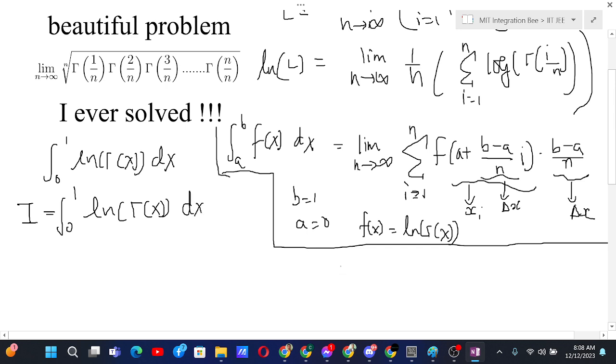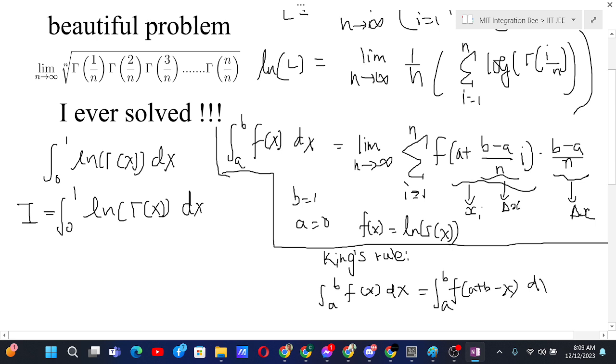Now, if we use King's rule, so again, what's King's rule? King's rule is something like this. If you have the integral from a to b of f of x dx, this will actually be equal to the integral from a to b of f of a plus b minus x dx. If you want to prove this, just take the antiderivative and try to see what happens. Now this integral will also be equal to the integral from 0 to 1 of ln of gamma of 0 plus 1 minus x, that's 1 minus x, dx.